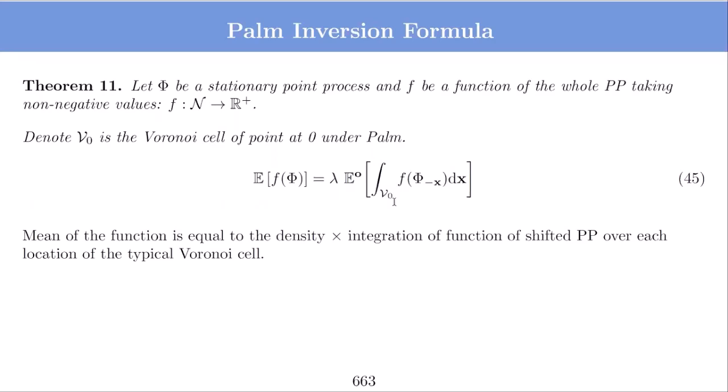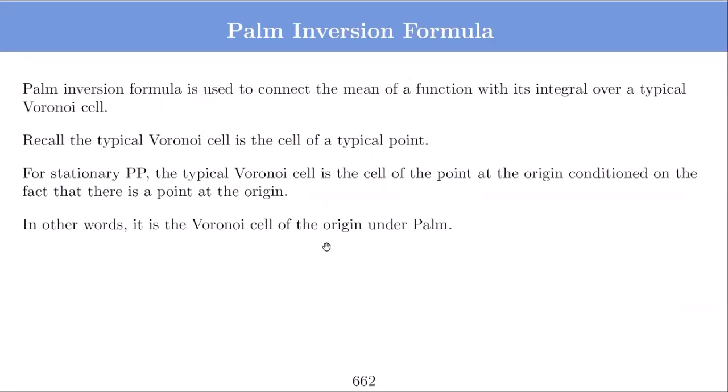Okay, and note that f is a function of phi, not a point, but a complete point process, right? So what can be an example of f? f can be, for example, that there are 2 points in the ball of radius 5 meters. Indicator of that. So if phi has 2 points in the ball of radius 5 meters, then f will be 1, otherwise it will be 0. So something like that. So the Palm inversion lemma is basically used to connect the mean of a function with its integration over the typical Voronoi cell.